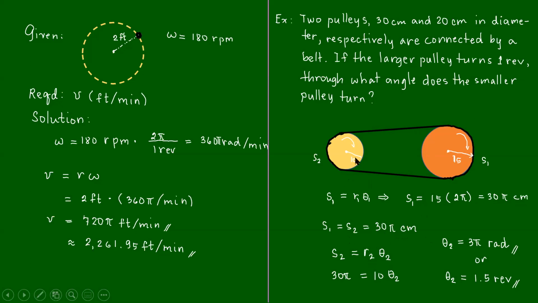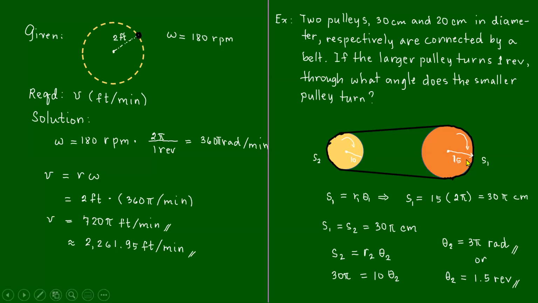R2 is 10 centimeters. So 35, R2 is 10, theta 2. So theta 2 therefore is 3 pi radians, or that is 1.5 revolution. In terms of degrees, 540 degrees. A question? You know how to convert 3 pi, ha? 3 pi radians we multiply by 1 revolution per 2 pi. So you will be able to get 1.5 revolution.